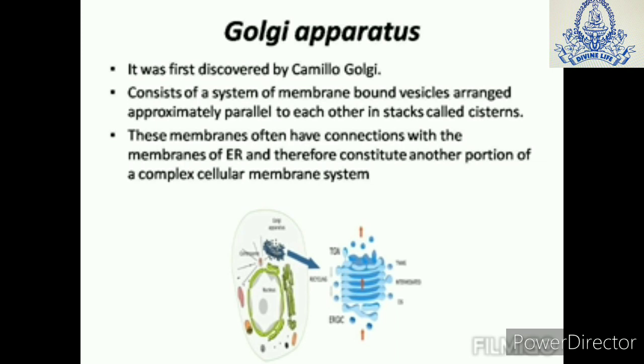Golgi apparatus. It was first discovered by Camillo Golgi. It consists of a system of membrane-bound vesicles. Vesicles means bag-like structures. Here they are arranged parallel to each other. Parallel to each other means they are not coming in contact with each other, and that also in stacks. What do you mean by stack here? Take for example one coin, on that you keep another coin, and on that another coin, and likewise. And these are known as stacks. It is also called cisterns. Here this membrane has connections with the endoplasmic reticulum, and that is why they form a complex cellular membrane system.